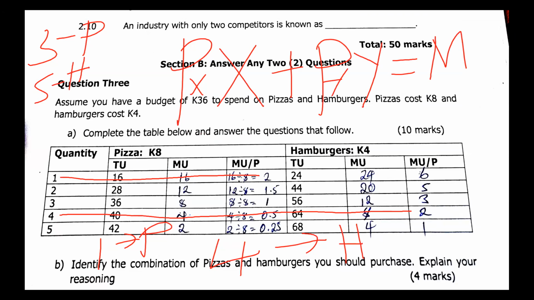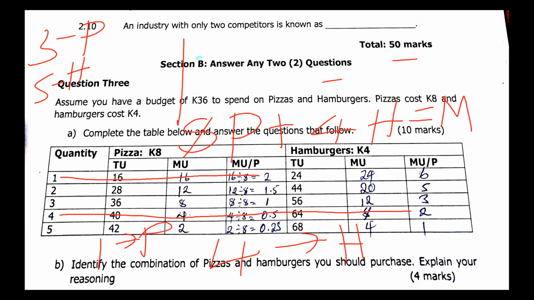The price of pizza will be what? 8 times the pizza, the quantity of pizza, plus the price of hamburgers is 4 times the hamburgers equal to the income M, our income, the budget. Is that okay? Okay. So now we know our budget, isn't it? Our budget is 36 kwacha. This is our constraint.